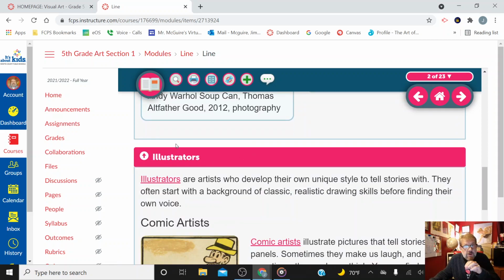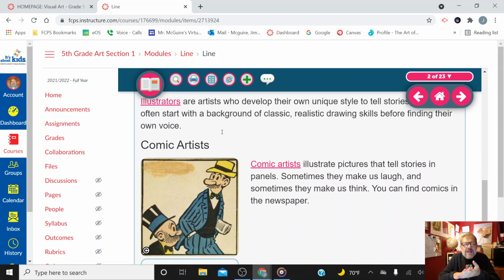We think about illustrators, the people who provide the pictures that go with the books we like to read. If you think about Eric Carle, he was one of my daughter and I's favorite authors. He did a lot of his own illustrations using layered paper. There's comic artists that illustrate pictures that tell stories in panels. Sometimes they're to make us laugh or to think about things.